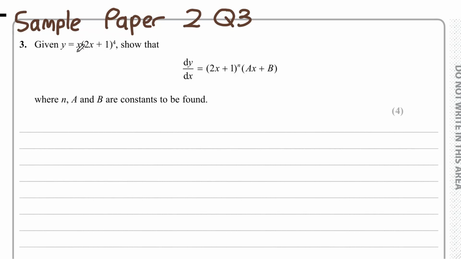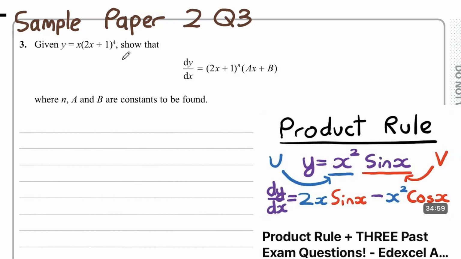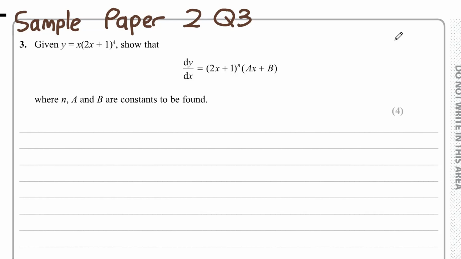To differentiate this, because we've got these two terms, x and 2x plus 1 to the power of 4, multiplied together, we're going to use the product rule. As we have this 2x plus 1 to the power of 4, which is a bit more complicated to differentiate, we're going to use the version of the product rule where we call one of the functions u and the other one v. So let's say that u is equal to x, and let's say that 2x plus 1 to the power of 4 is v.